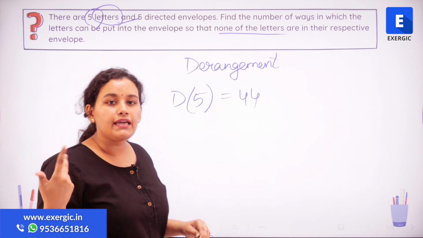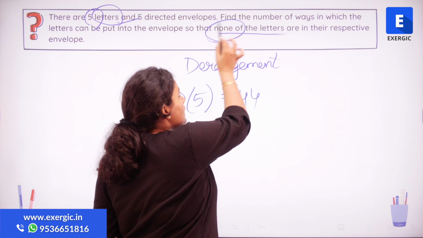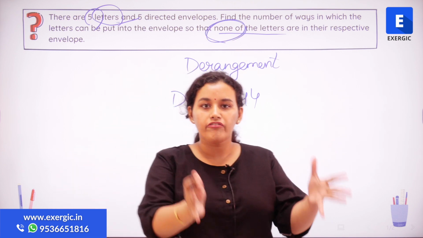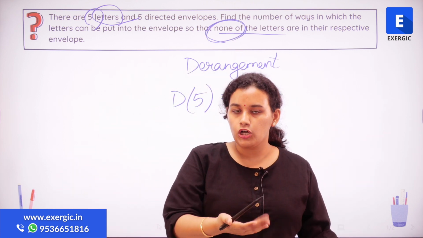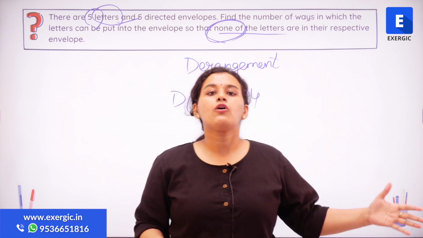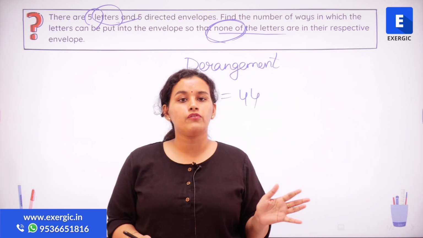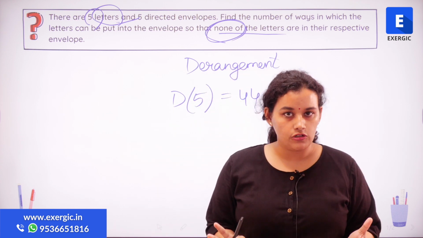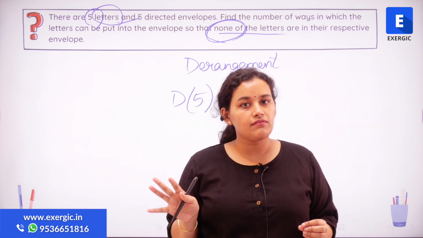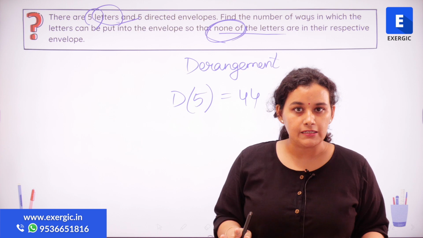So what is the keyword that I am looking for? None of the letters. So I have 5 letters in 5 envelopes and none of the letters are going into their respective envelopes. So it's a straightforward question of derangement. Just plug in the values and you will arrive at the answer.